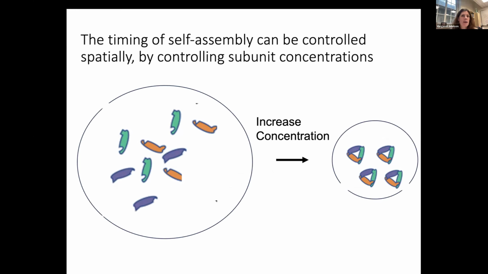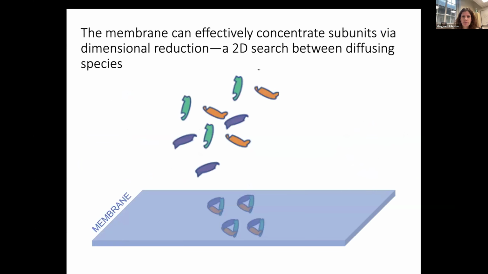So you can control the timing of self-assembly if you can control their subunits, right? If you concentrate your subunits, you push them towards the product state. That's Le Chatelier's principle. So how do you increase concentration? You can use droplets, and of course you can reverse this process if you dilute them again. We think about the membrane as something that effectively concentrates your subunits, and that's via dimensional reduction.